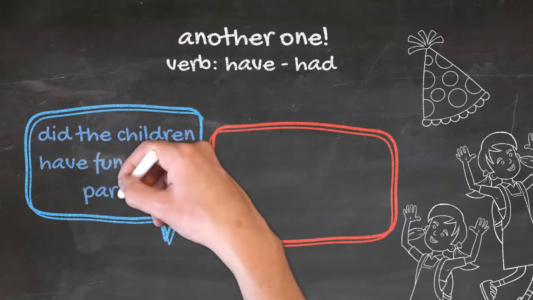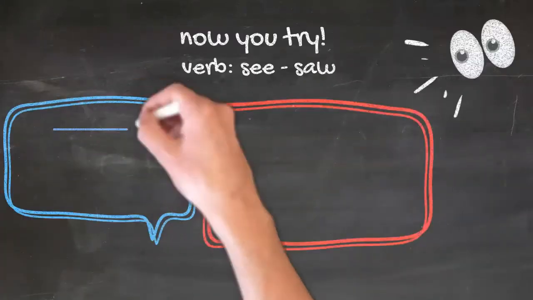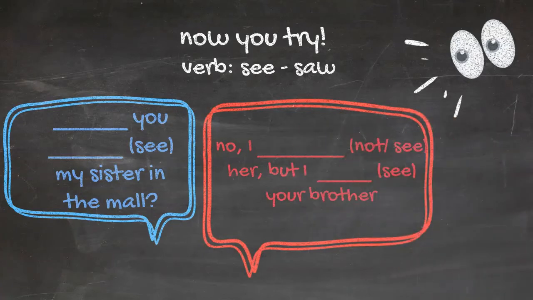Have becomes had. Did the children have fun at the party? Yes, the children had a lot of fun. Now you try. Remember, see becomes saw. You can pause the video if you need more time.